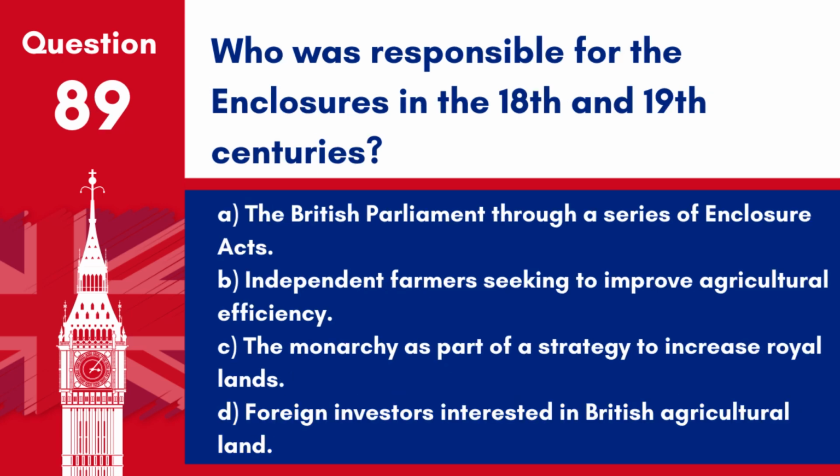Question 89. Who was responsible for the enclosures in the 18th and 19th centuries? A. The British Parliament through a series of enclosure acts. B. Independent farmers seeking to improve agricultural efficiency. C. The monarchy as part of a strategy to increase royal lands. D. Foreign investors interested in British agricultural land.